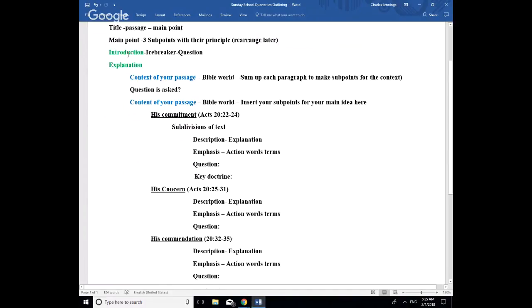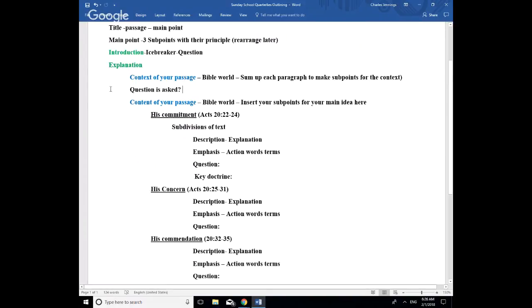Now, the words in green are not usually used in the quarterly. Sometimes they are, but this is what's going on. So under explanation, the first thing is you've got to orient your people to the context of the passage. Another word for that is the Bible world. If you're looking in a section of the quarterly where it's talking about the context of the passage, you can look at how many paragraphs it takes to describe the context, or what's going on there, and you can make a subpoint for each one of those. And so whenever you go to teach this, you can say, okay, let's talk about the context for a moment, and you have those points.